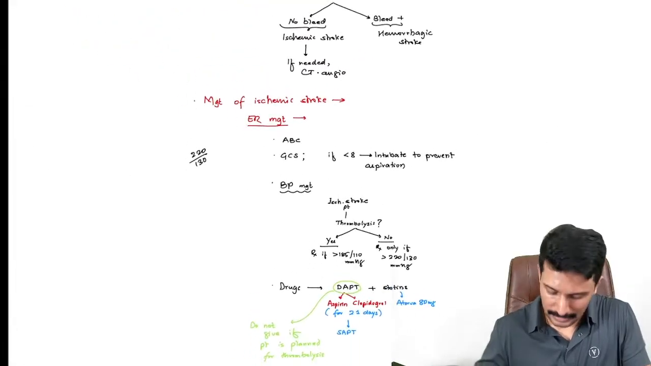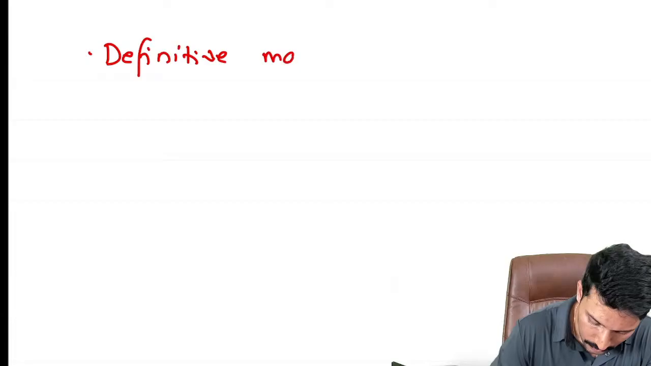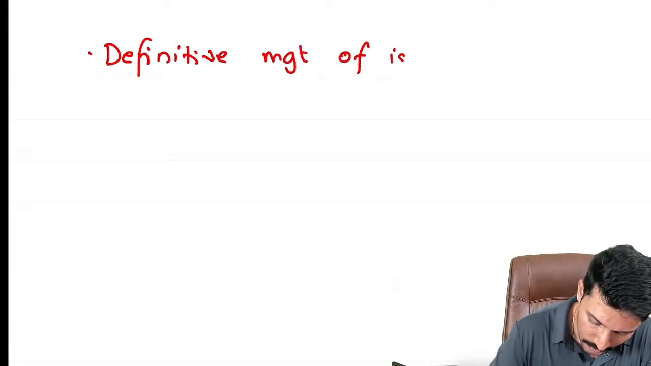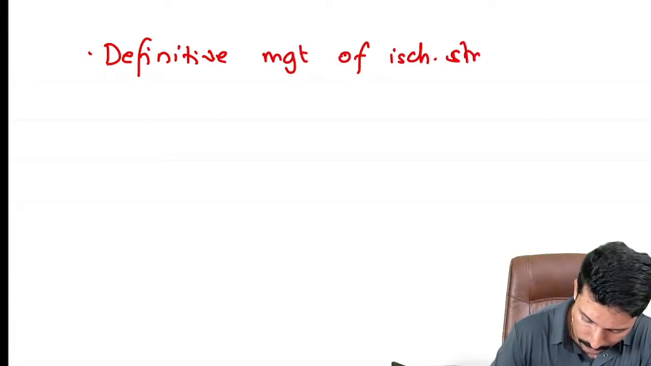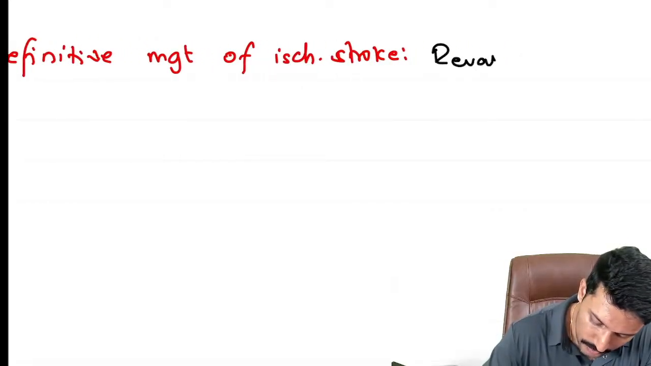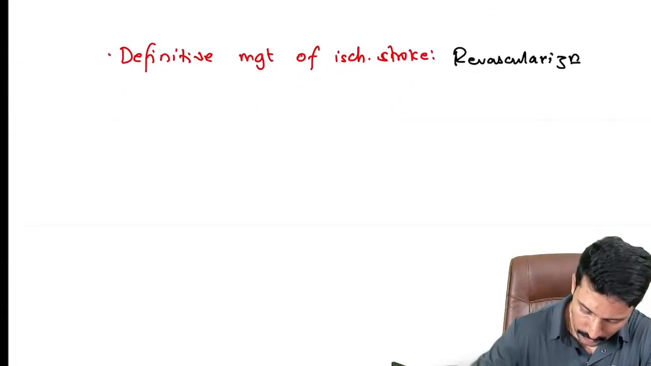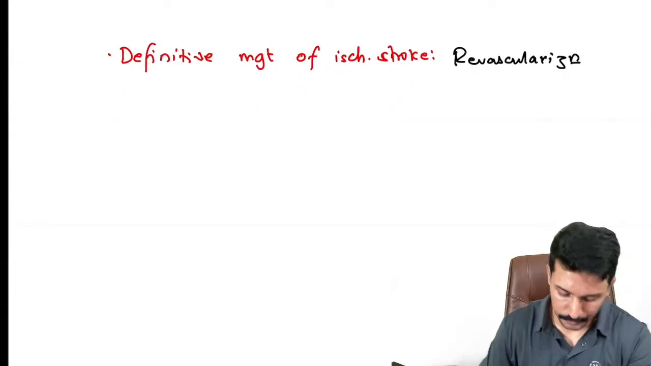Now comes the definitive management. What is the definitive management of a case of ischemic stroke? Revascularization. We will call that revascularization: opening of the blocked blood vessel.